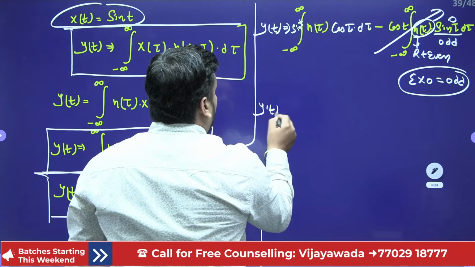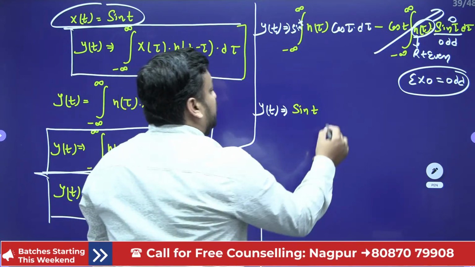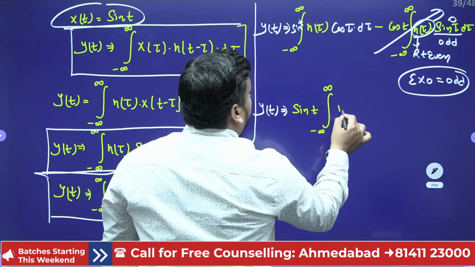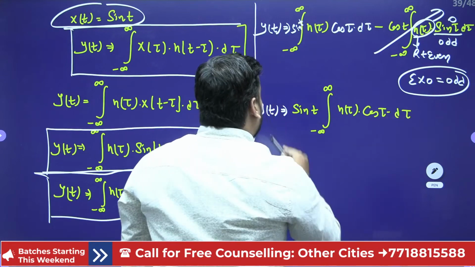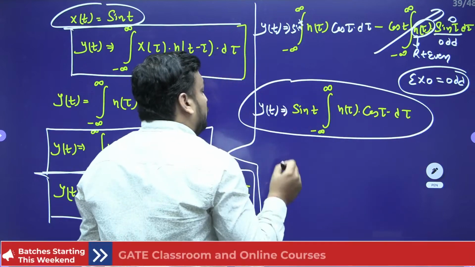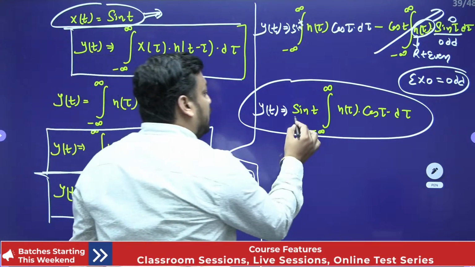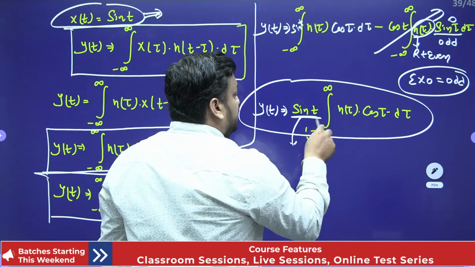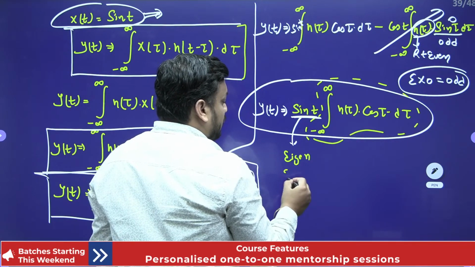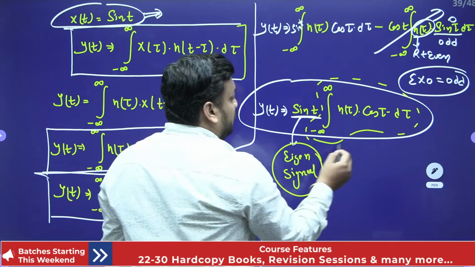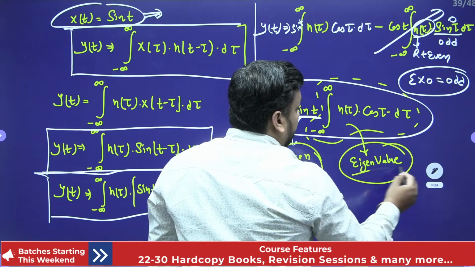So ultimately your y(t) will become what, guys? This is my sin t times the integral from minus infinity to infinity of h(τ) cos τ dτ. So this is my y(t). Now I can prove that x(t) equal to sin t is my input signal. So this is representing the input signal, and this is nothing but my eigenvalue. Sin t is working as an eigen signal, and this is also nothing but the eigenvalue.